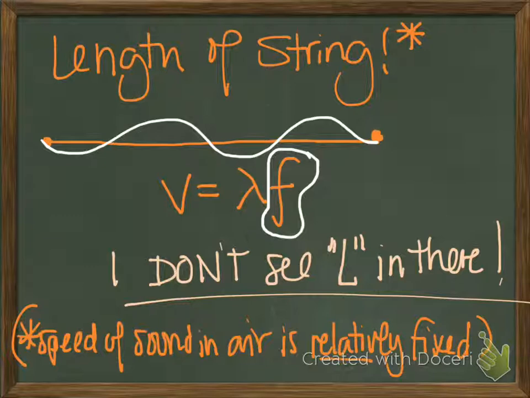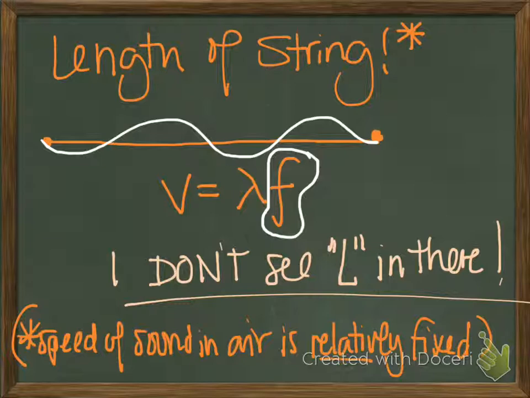Now, we've got V equals lambda f. Nowhere in there is there a reference to the length of the string, is there? But it is inside. But we don't have it in there. Length, wavelength, as though there might be some connection between the length of the string and the wavelength possible. Interesting.